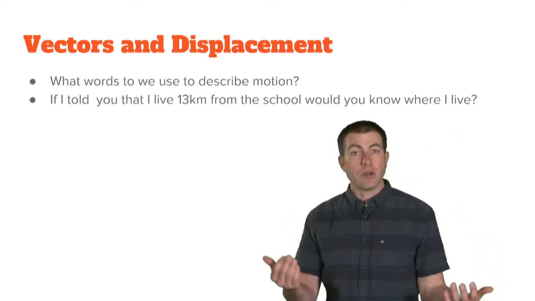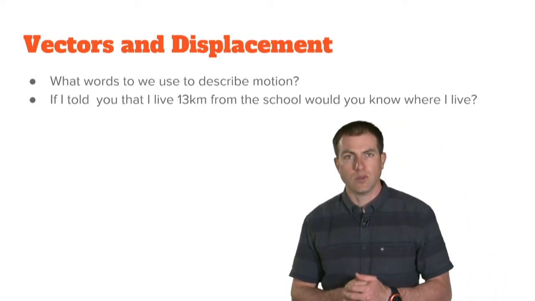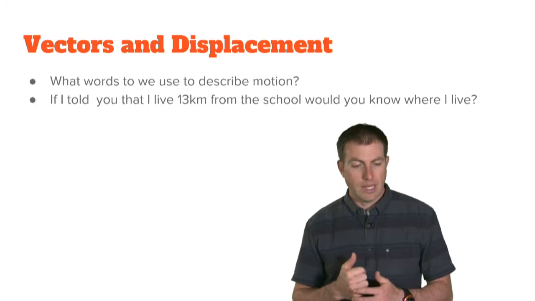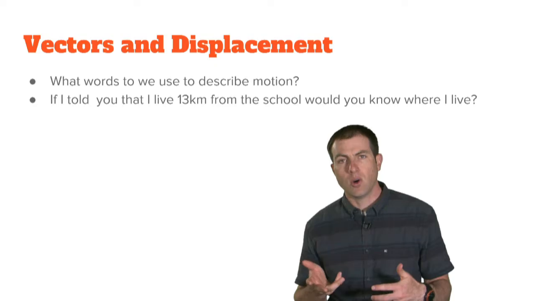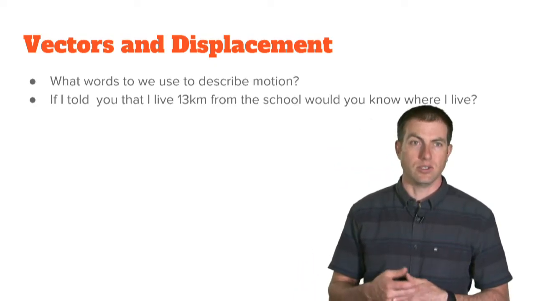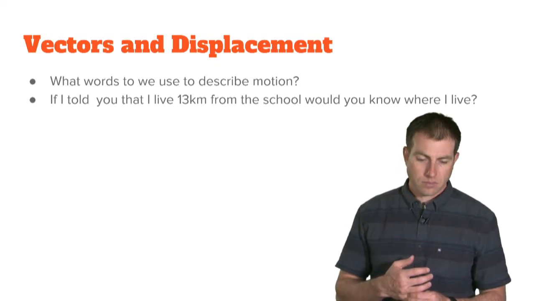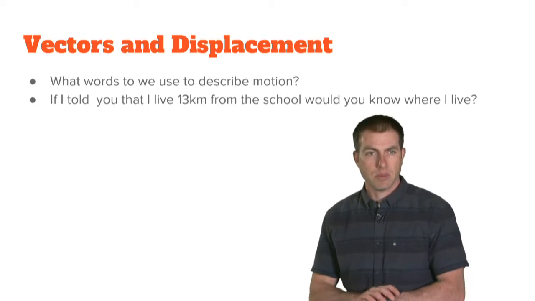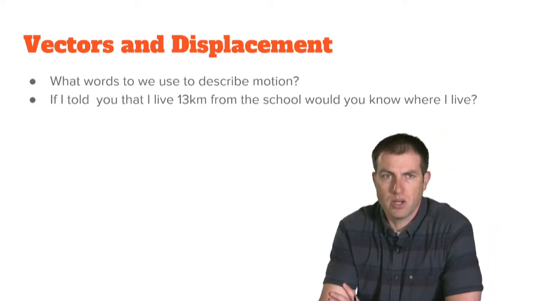Just as a general question, what words do we use to describe motion? What sort of words can we use? And to stir your thoughts a little bit, if I told you I lived 13 kilometers from the school, would you know where I lived? I actually do live 13 kilometers from the school. When I ride my bike, I track it. 13 kilometers. So 13K from the school. Where do I live? Anybody know? Why or why not?